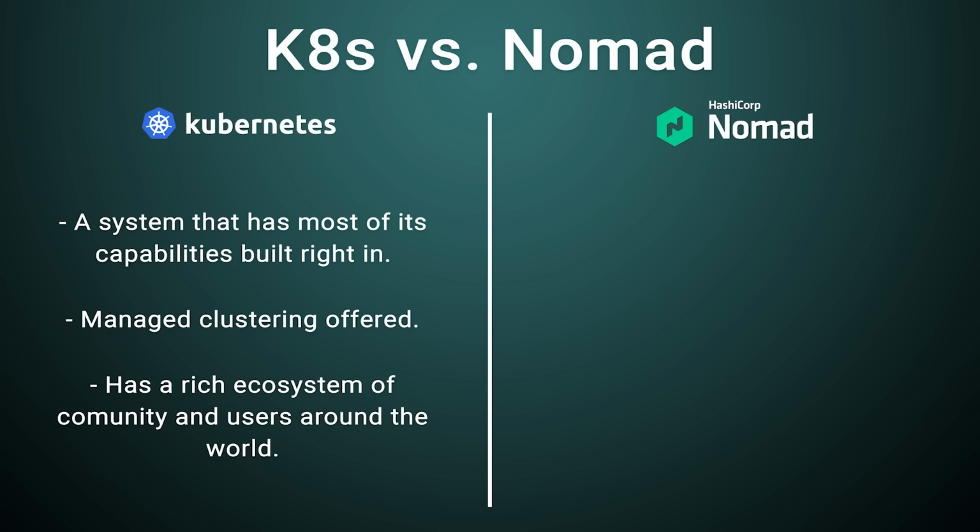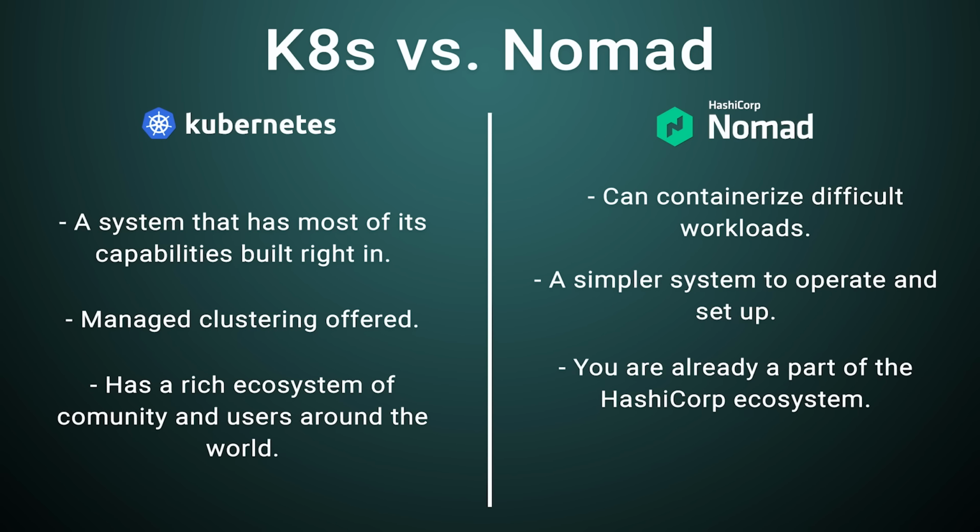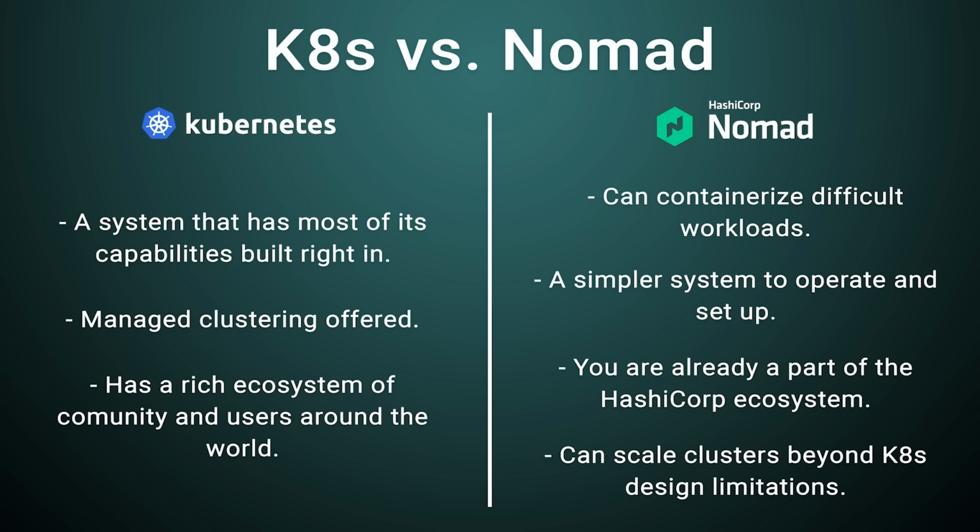You might choose Nomad if you have workloads that would be difficult to containerize, you want a system that's simpler to operate and set up, or you're already bought into the HashiCorp ecosystem with tools like Consul and Vault, or if you need to scale your cluster beyond Kubernetes' stated design limitations. You could also run Kubernetes and Nomad side by side, especially if you're a large organization with diverse application needs. You might find that Kubernetes meets the needs of some application teams, while Nomad meets the needs of others. So whether you choose Kubernetes, Nomad, or some combination of both depends on your unique operational requirements.